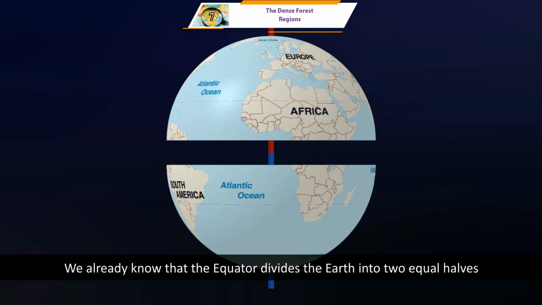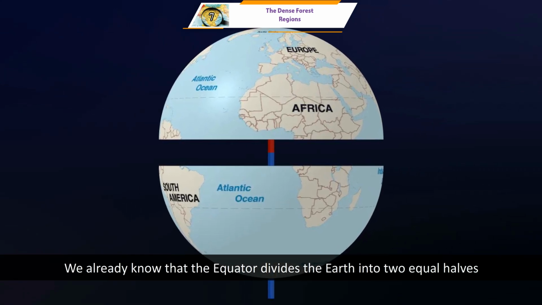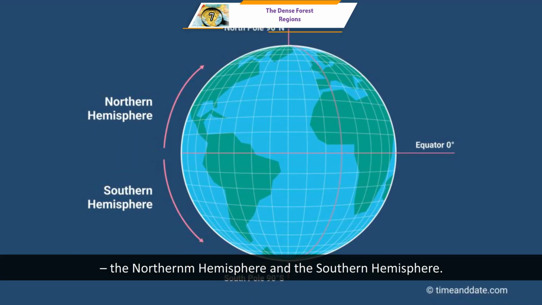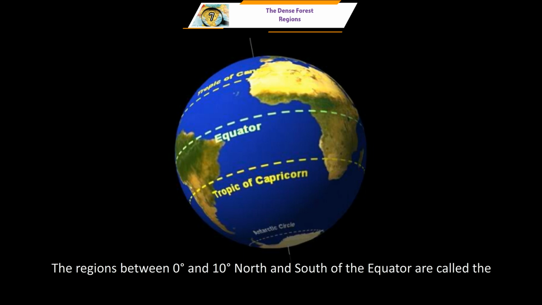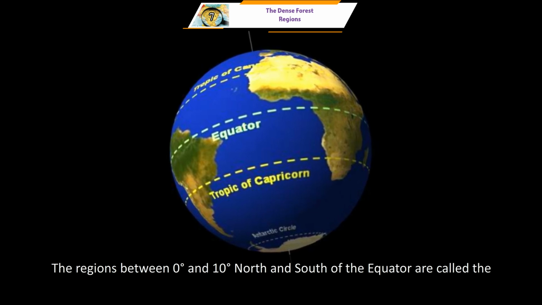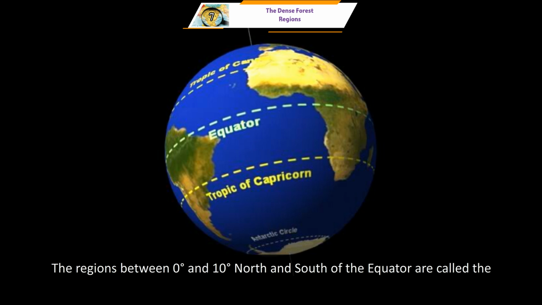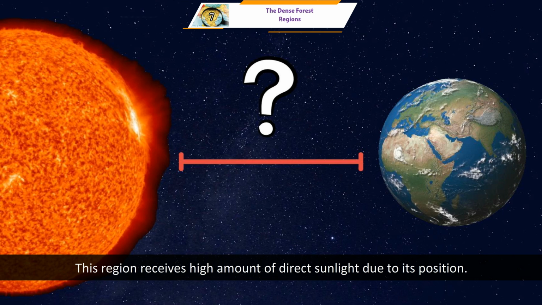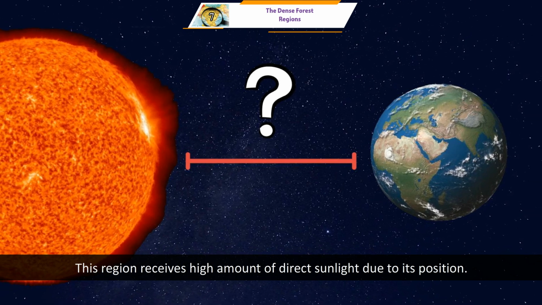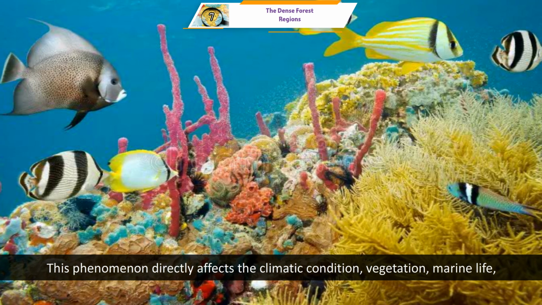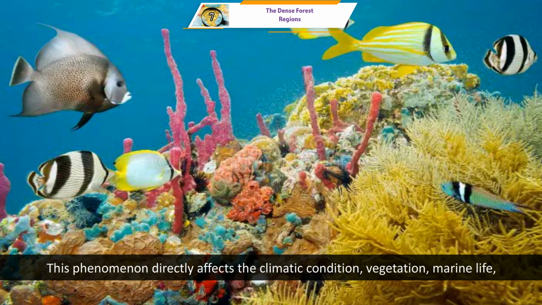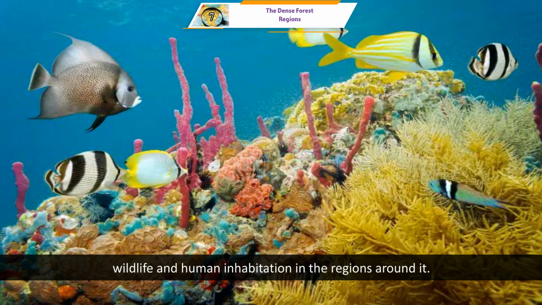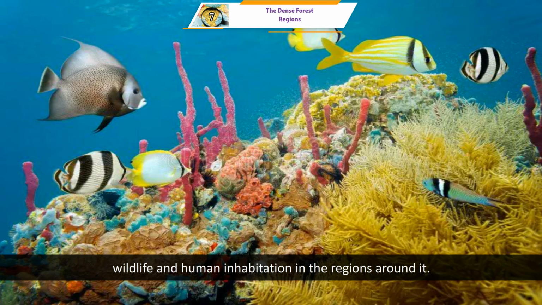We already know that the equator divides the earth into two equal halves, the northern hemisphere and the southern hemisphere. The regions between 0 degrees and 10 degrees north and south of the equator are called the equatorial region. This region receives a high amount of direct sunlight due to its position. This phenomenon directly affects the climatic condition, vegetation, marine life, wildlife, and human inhabitation in the regions around it.